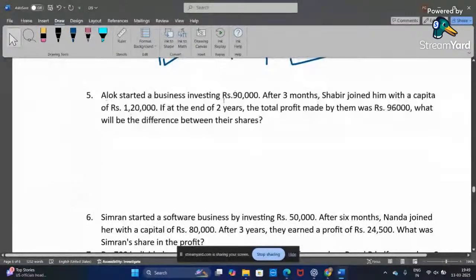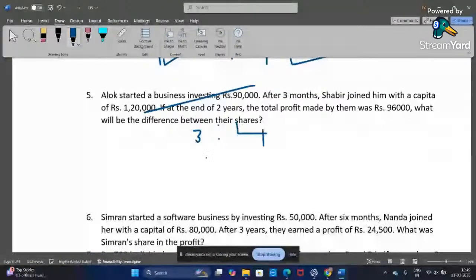So here Alok started a business with an investment of 90,000, and here 1,20,000. First, we need to find the ratio between 90,000 and 1,20,000. The ratio will be like 3:4. Then this person has completed 2 years. That means 24 months. This person has completed only 21 months because he has joined after 3 months.